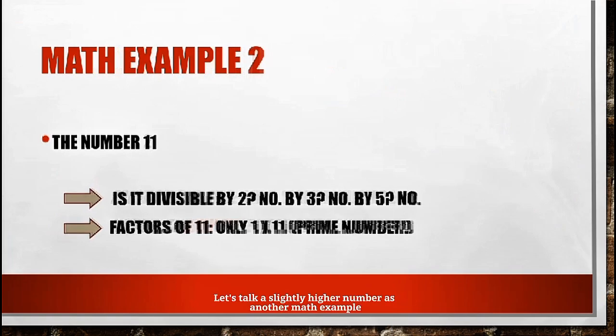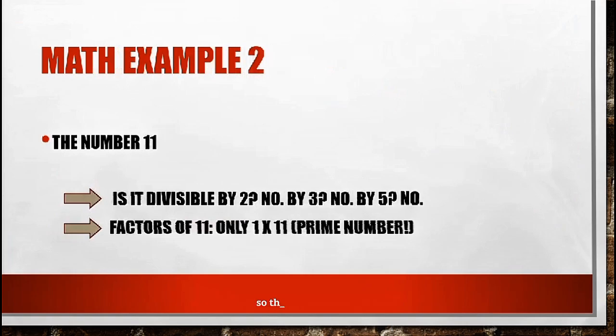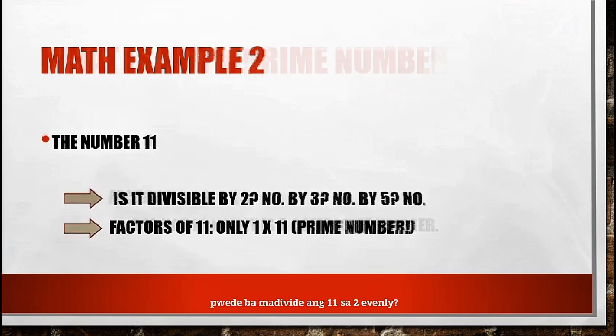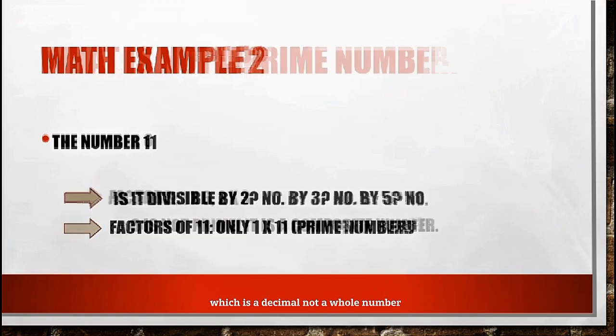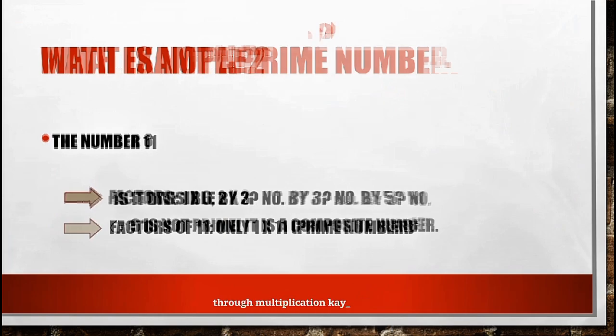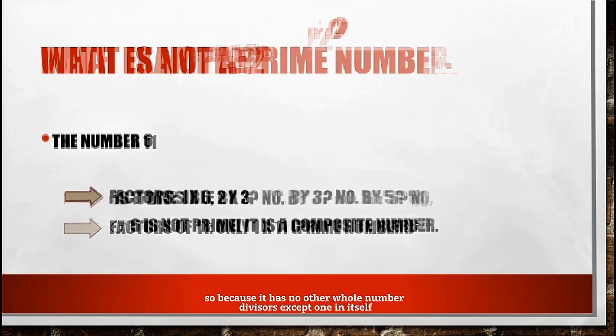Let's talk about a slightly higher number as another math example. So the number 11. Let's try to test and divide it. Pwede ba ma-divide ang 11 sa 2 evenly? Dili. Kay makuha na to ang 5.5, which is a decimal, not a whole number. So pwede ba sa 3? Dili sad. Kay 3 times 3 equals 9 and 3 times 4 is 12. Pwede ba sa 4, 5, or 6? Dili gyapon. The only way ra jud aron makuha ang 11 through multiplication kay ang 1 times 11. So because it has no other whole number divisors except 1 and itself, the number 11 is guaranteed to be a prime number.